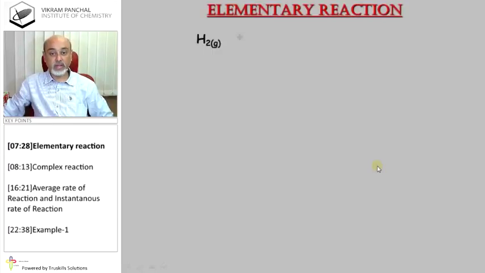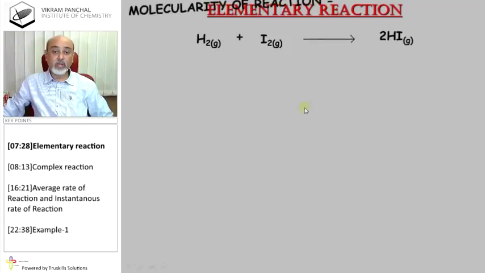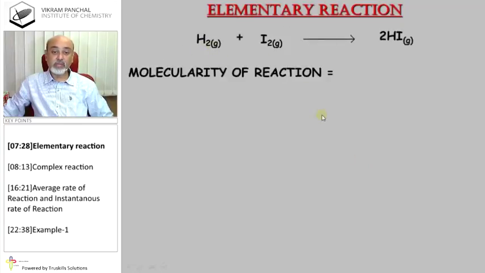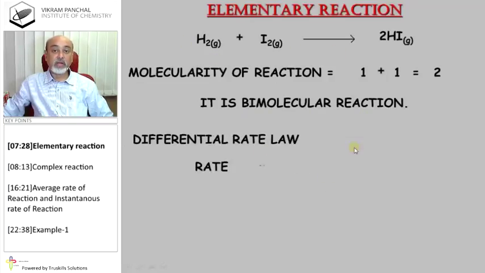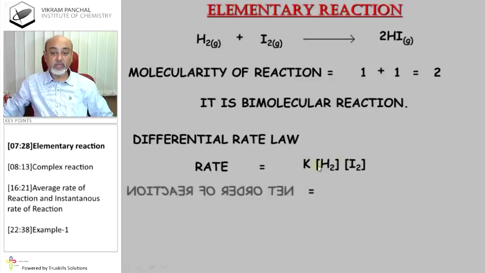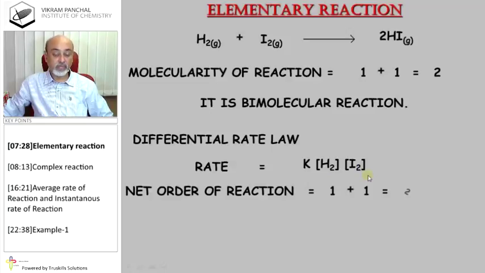So all photochemical reactions are zero order reactions. Some elementary reactions: elementary reactions means the molecularity of this reaction is 1 plus 1, 2. So it is a bimolecular reaction. Now the differential rate law for this reaction is rate equal to K [H2]^1 [I2]^1. That means the net order of reaction is also 2.